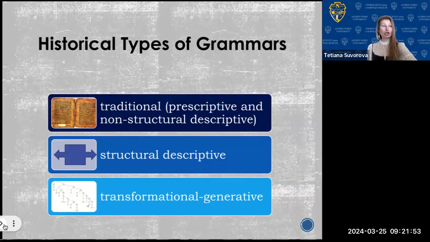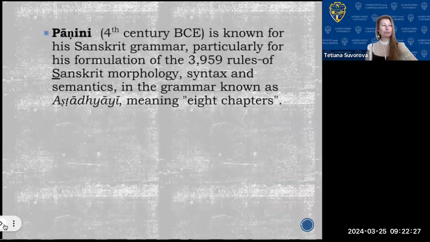Then the flow will move into the 19th century, about structural descriptive, and since the 20th century, already after the structuralism that appeared, we can speak about different types of grammar, inclusively transformational generative grammar, but not only. There is also cognitive grammar nowadays, with the development of cognitive sciences as well.